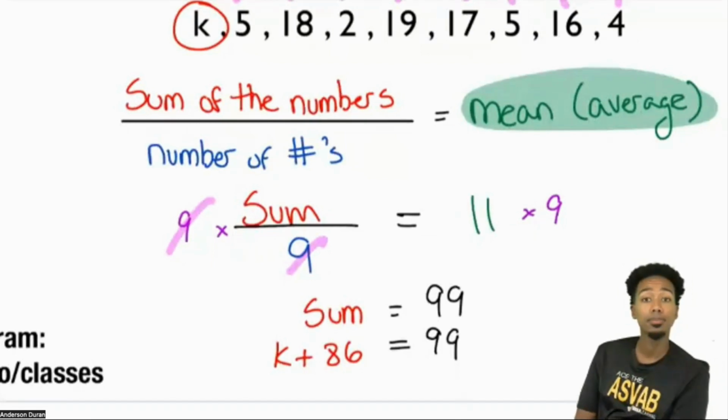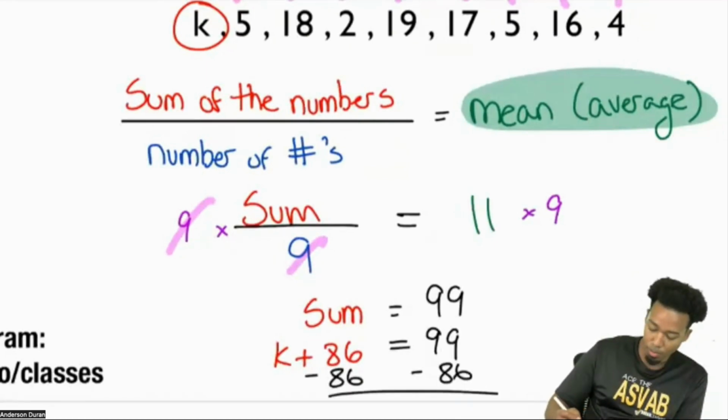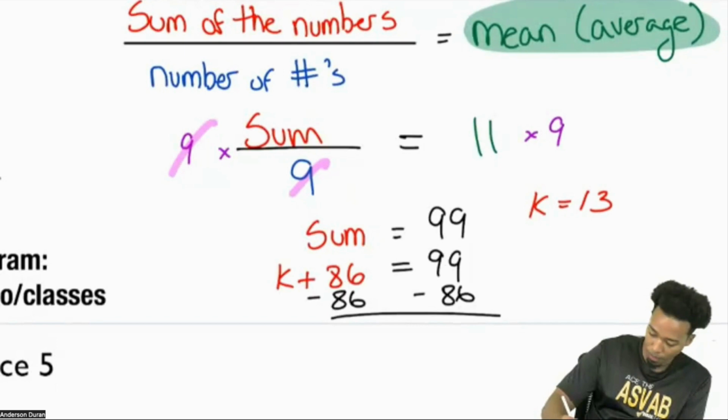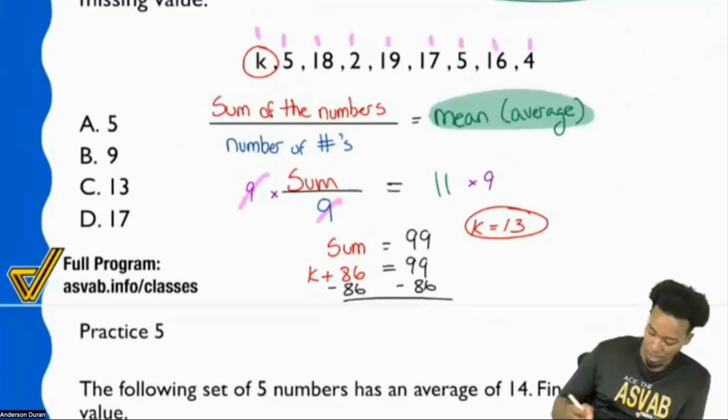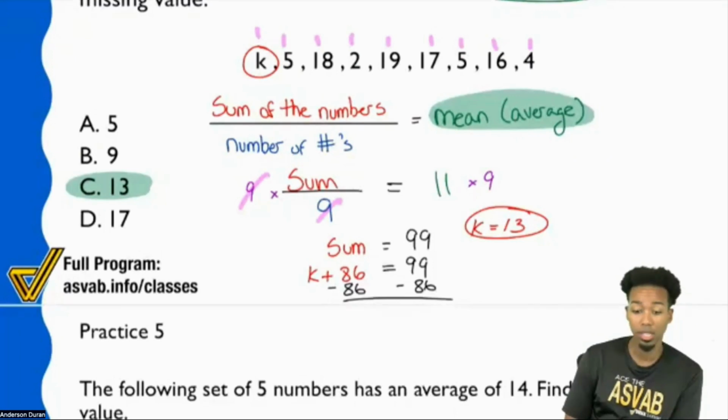Yeah, 13. And once you have that 13, you're good. You can subtract again, subtract the 86 from both sides. Boom, right there. And that's going to give you that 13. K equals 13. And that was the missing number. And that's how you get C as your answer, just like that.